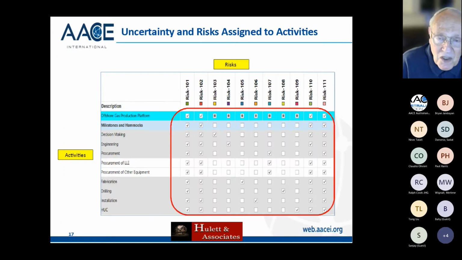And then we get this, which is just the application of the risk to various activities. And you see that some risks, 101 and 102, are assigned to everything, but those are the uncertainties that I've used as risks. And then the 110 and 111 on the right-hand side, 110 is a systemic risk that applies to a lot of stuff. 111 is a very general risk that applies to a lot of things as well. But the other ones apply to engineering or procurement or fabrication or drilling. Those are just the major divisions in the schedule itself.